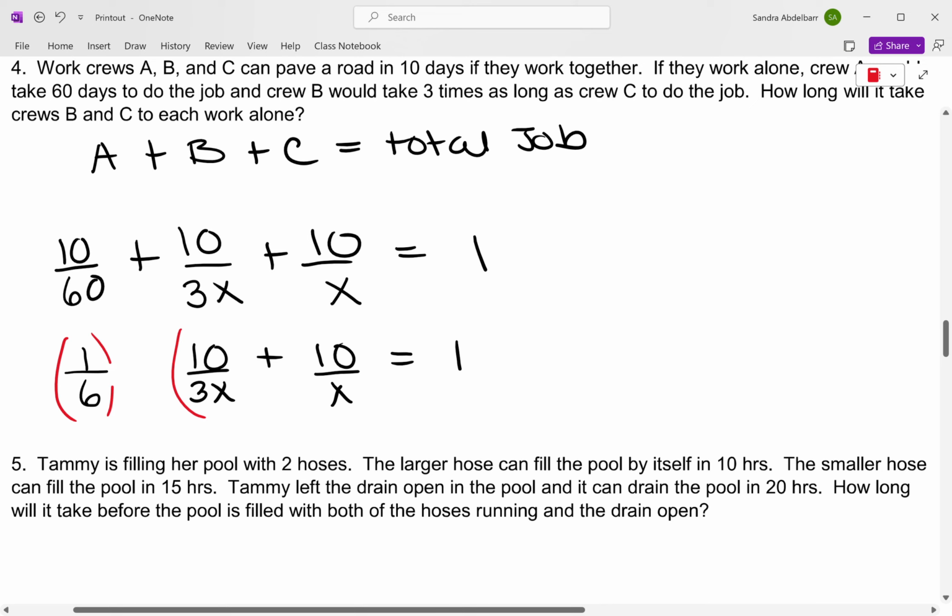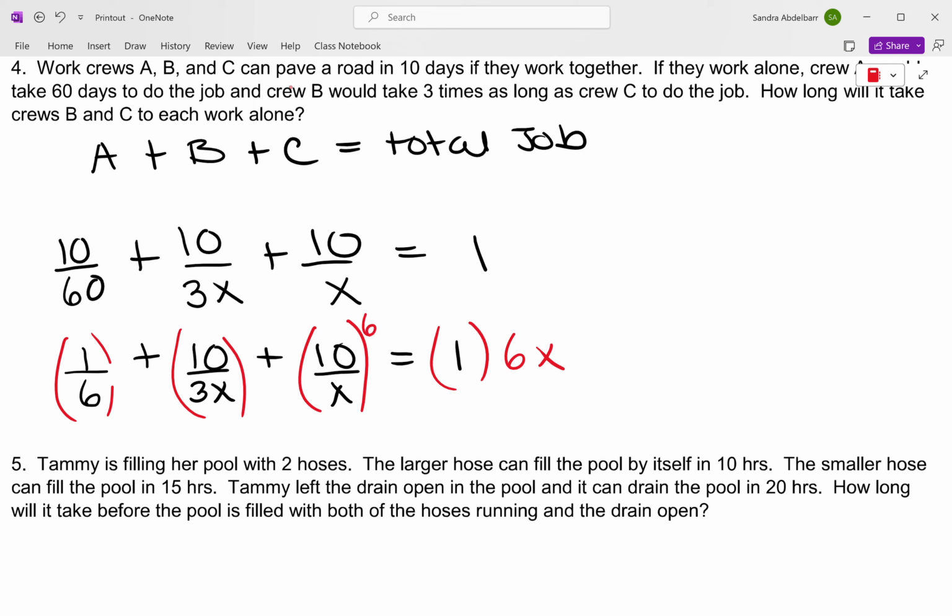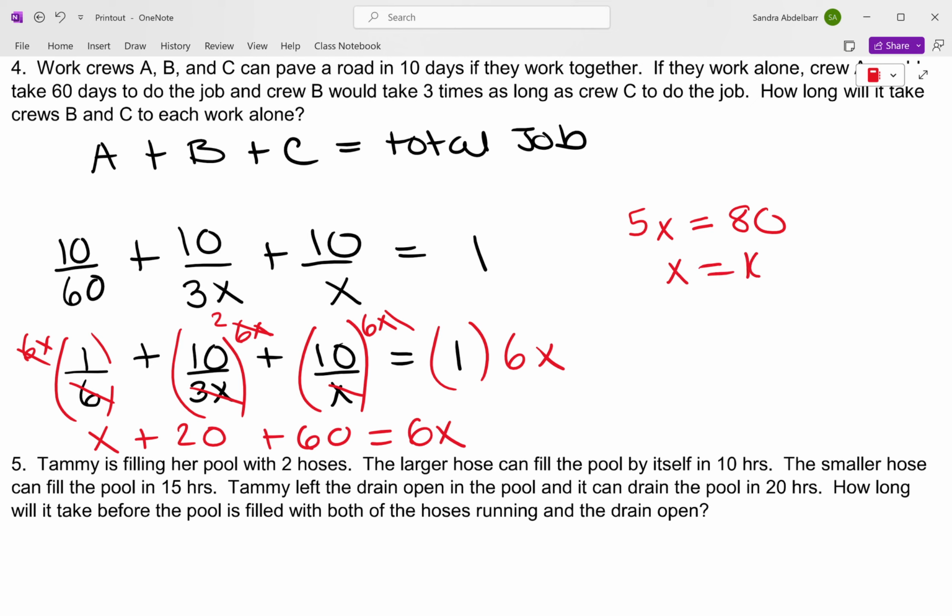All right, what am I going to multiply everything by? Oh, what did I do here? This should be a plus. What should I multiply by? 6X, good. So we end up with X plus 20 plus 60 equals 6X. So we're going to have 5X is equal to 80, so X will equal 16.